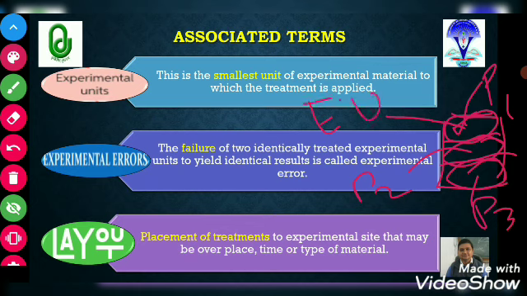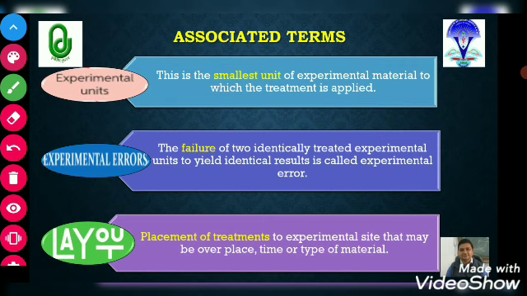So I hope this experimental unit concept is clear to you. For better understanding of design of experiment, you need to get a clear-cut understanding of these terms. Otherwise, it will be difficult for you to understand the other advanced concepts of design of experiment. Now another one is experimental error.